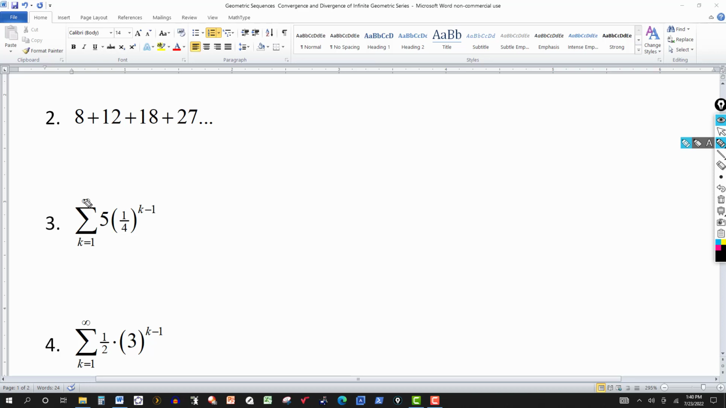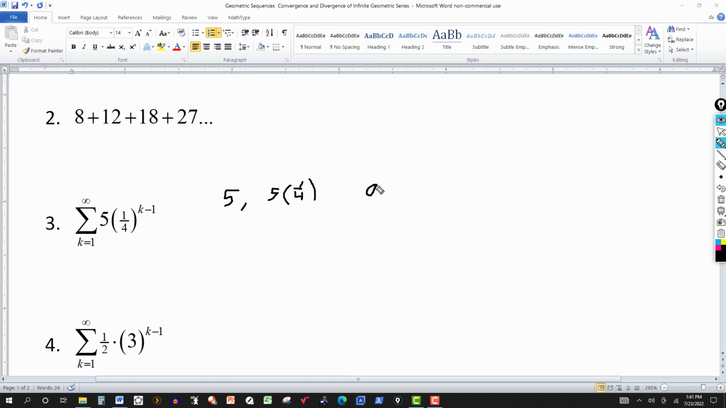k equal 1 to infinity. So just write a few terms here. When k is equal to 1, I've got 1 minus 1 is 0. So 1/4 to the 0 is 1 times 5. You get 5. So the first term is 5. When k is 2, 2 minus 1 is 1. So this gives me 5 times 1/4. And if you pick a few more values for k, you'll see that basically you're multiplying by 1/4.